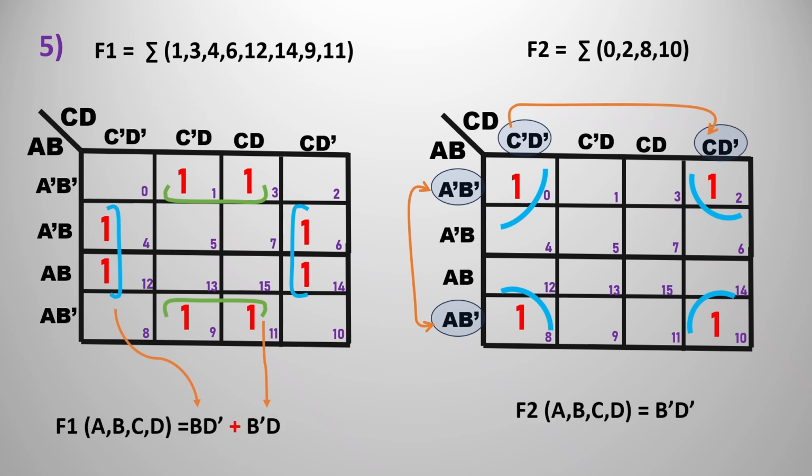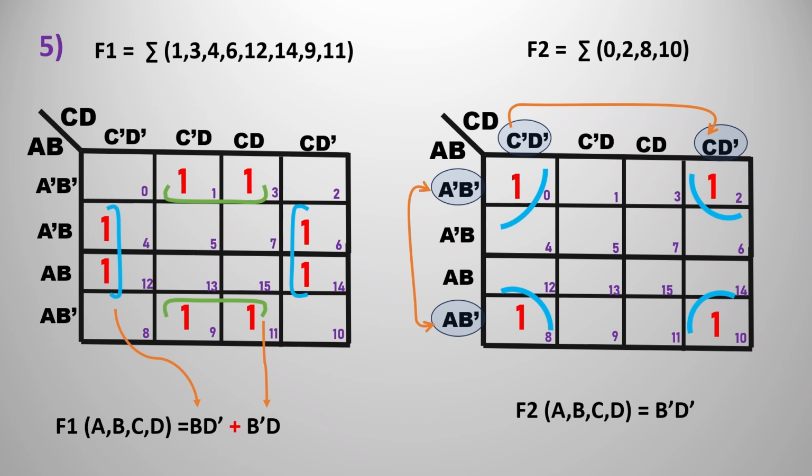Then you can have a doubt: how to simplify this? If you observe the green group first, going from the first row, the row is A bar B bar, going to A B bar. B bar is not changing, so it contains B bar. If you see column wise, D is not changing, so the output expression would be B bar D for the green group. For the blue group, in the row, B is not changing, so you write B. In the columns, C bar D bar and C D bar, D bar is not changing, so D bar would be the output expression. Along with B bar D, add both of them, and that becomes our final output expression for the F1 output equation.